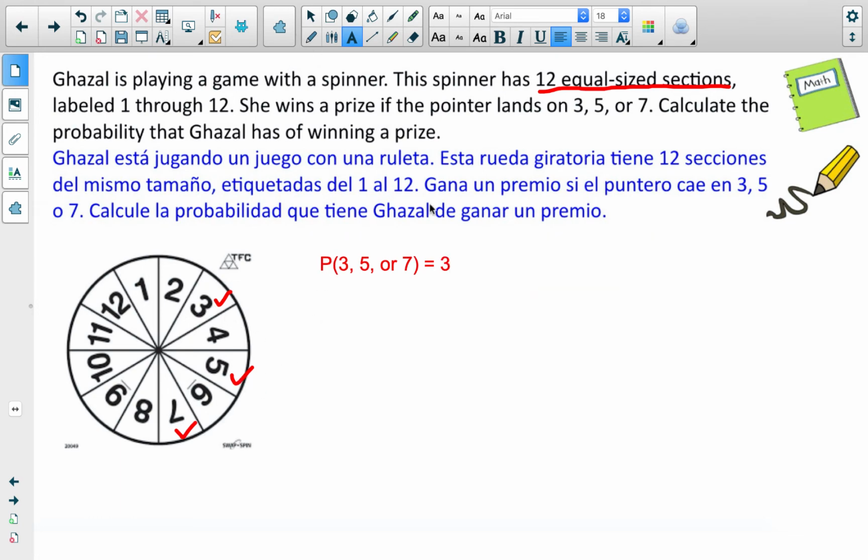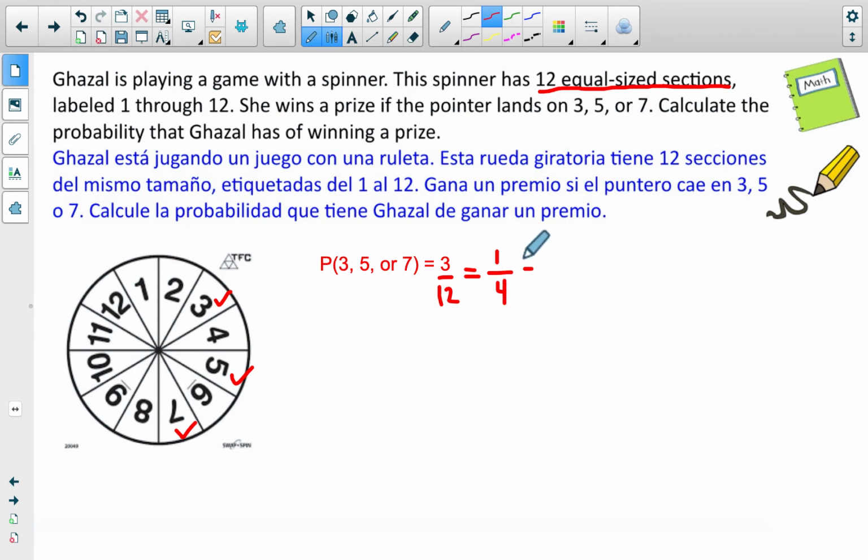And then what's going to go in my denominator is how many total sections there are, which is 12, right? You got 1, 2, 3, all the way up to 12. So this is her probability, but in general, we should work to simplify our probabilities. And that simplifies to 1/4, or 25/100 if you want to write it as a decimal, or 25%. So basically here, Ghazal has a 1/4 shot at winning. What does that mean? That means in theory, theoretical probability, she would win a prize 1 out of every 4 times she spun, or 3 out of every 12 times.